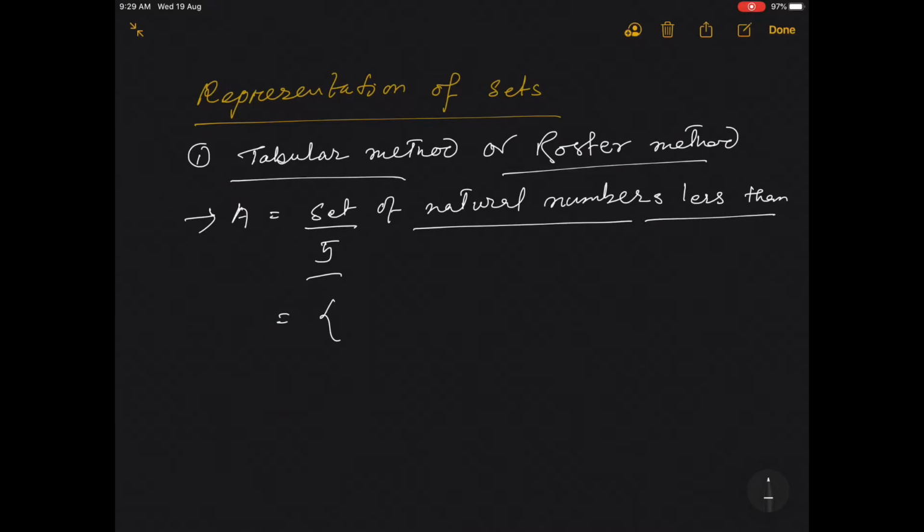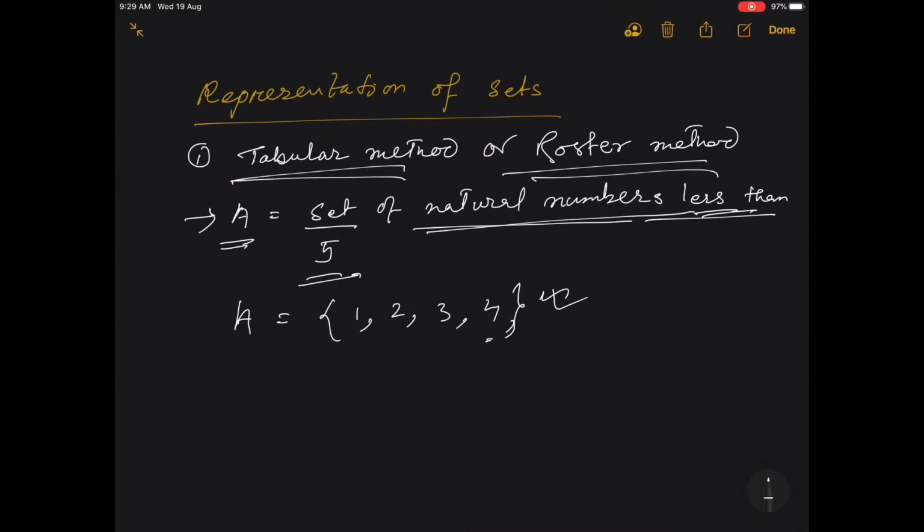Natural numbers start from 1, 2, 3, 4 up to infinity, but here it is said natural numbers less than 5. So A is a set of natural numbers less than 5, so we can go up to 4 only. That is how we can represent a set in the tabular method or roster method.